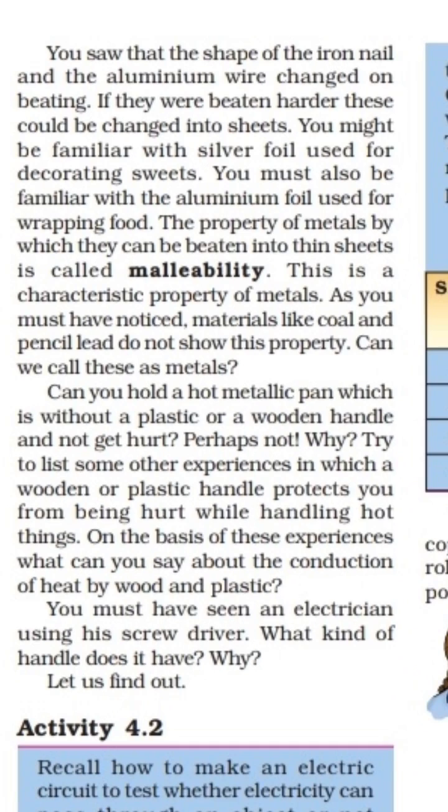Now, the property of metals by which they can be beaten into thin sheets (पत्रा, पातळ पत्रा त्यापासून तयार करता येऊ शकतो). This is called malleability. Malleability is a characteristic property of metals. As you must have noticed, materials like coal and pencil lead do not show this property.